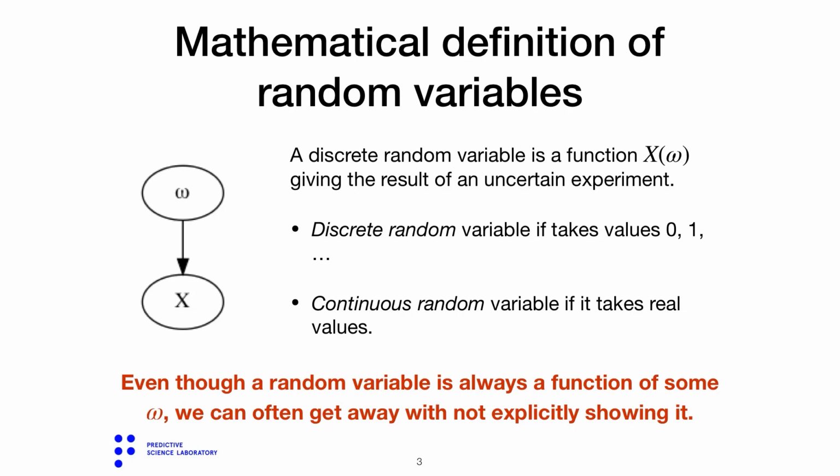This whatever is here denoted by an omega, and in the case of the coin toss experiment, it was actually the initial conditions of the coin toss, and in particular the initial velocity and the initial angular velocity.